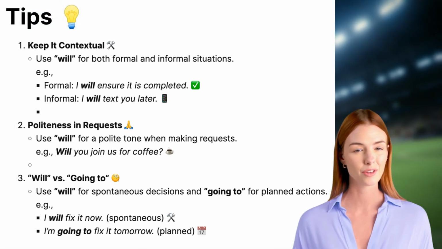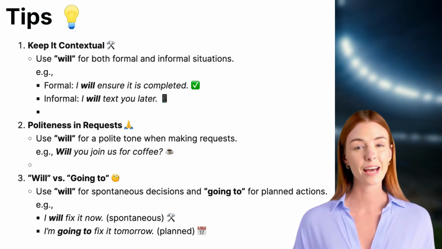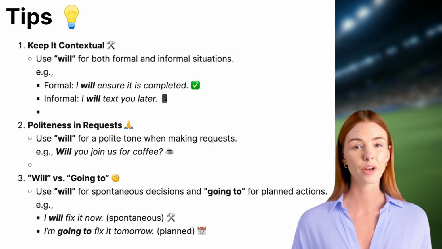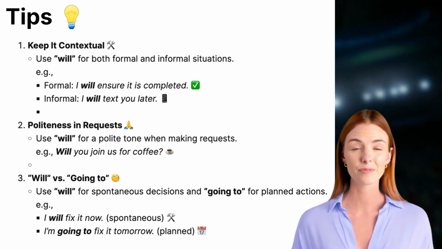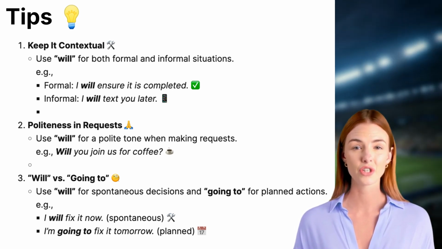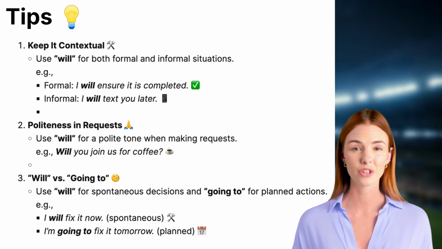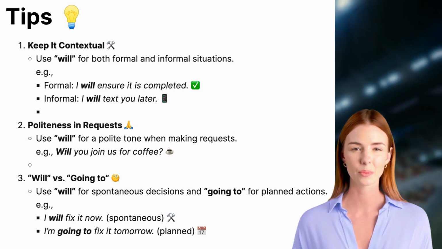Now that you know the different ways to use will, let's go over some essential tips to help you use it naturally and correctly in conversations and writing. 1. Keep it contextual. Will can be used in both formal and informal situations. Example: Formal: I will ensure it is completed. Informal: I will text you later. Will sounds natural in both professional and casual settings, so you can adjust your tone based on the situation.